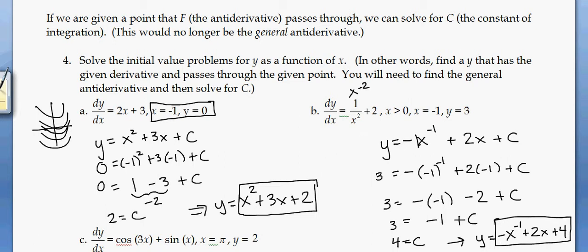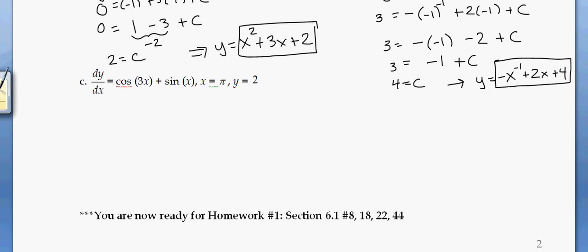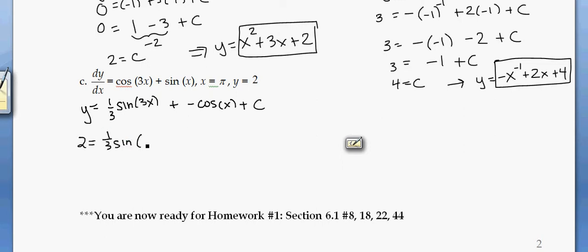Okay, and now let's just scroll down a little bit more to do this last example. So if I want to solve this differential equation, I know the general antiderivative would be, so the antiderivative of cosine is sine of 3x, but then because of the chain rule, if I took the derivative of this, I'd have a 3 out front, so I want to undo that with a 1/3. And then this is going to be negative cosine of x plus c. So I put in these conditions when y is 2, x is pi, and I solve for c.